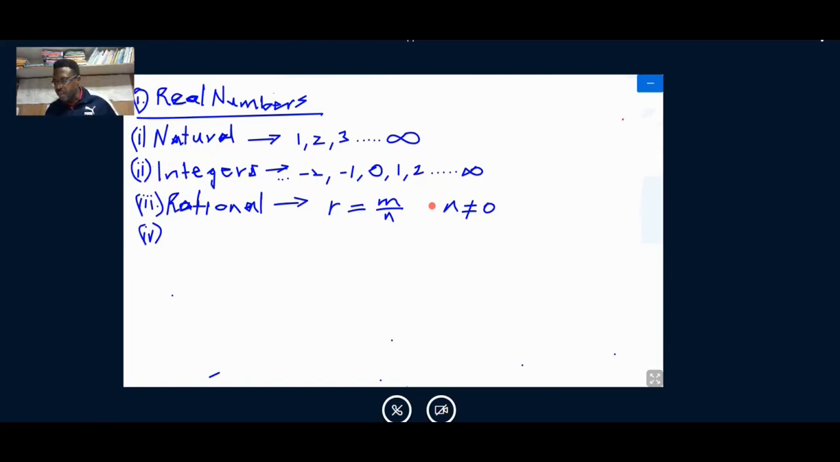An irrational number cannot be expressed as a ratio of two numbers. For instance, R is equal to M over N, for irrational numbers, you cannot do that. An irrational number cannot be written as a simple fraction. You see, rational numbers can be written as simple fractions, for instance 1/2, 3/2, or 3/4, whatever. That is a simple fraction. You can write it. But with an irrational number, you cannot do that.